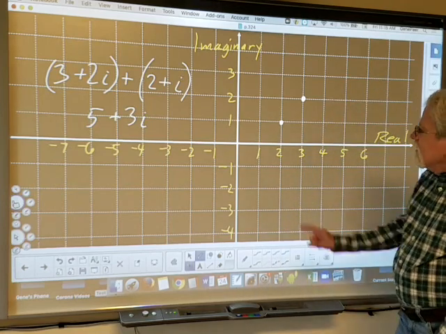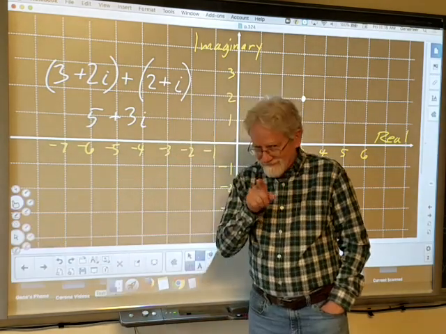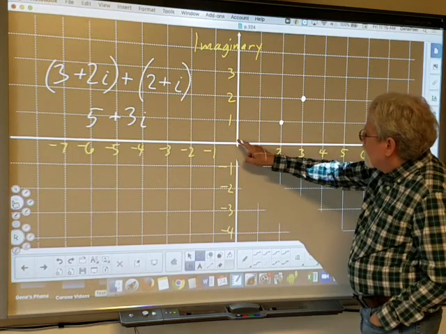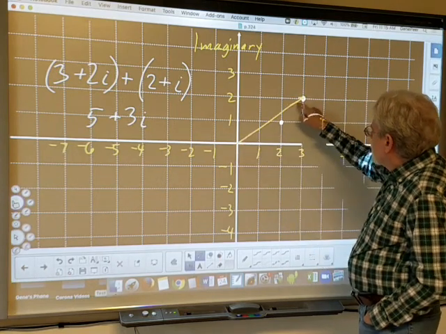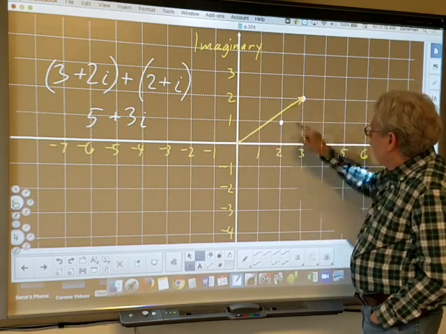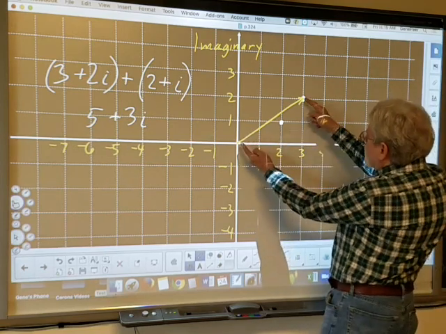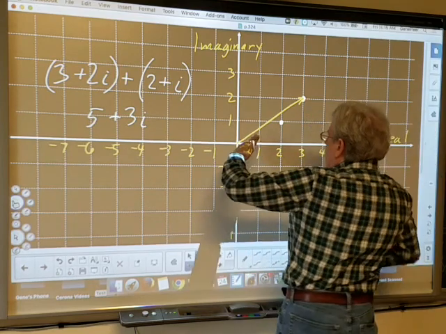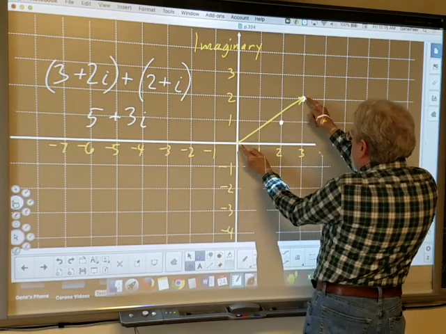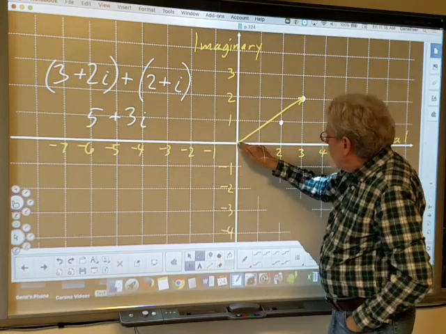But if I now do this clever thing, physics people, tune into this. We're going to draw an arrow from the origin to this complex number. In physics, we call that a vector. A vector has a magnitude, a length, and a direction. That direction and that long. That's called a vector. 2 plus i can be represented by this vector.